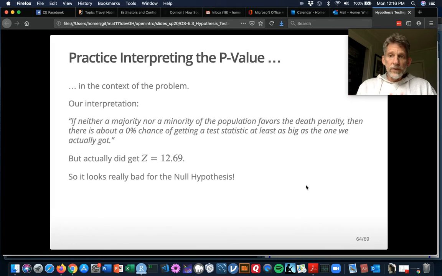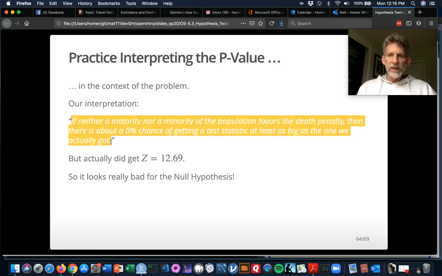The big deal is to interpret the p-value in the context of the problem. And that's done by writing out a complete sentence, where the basic template is: if the null is right, then there is about a, whatever the p-value is, chance of getting results at least as extreme as the ones we got in our study.